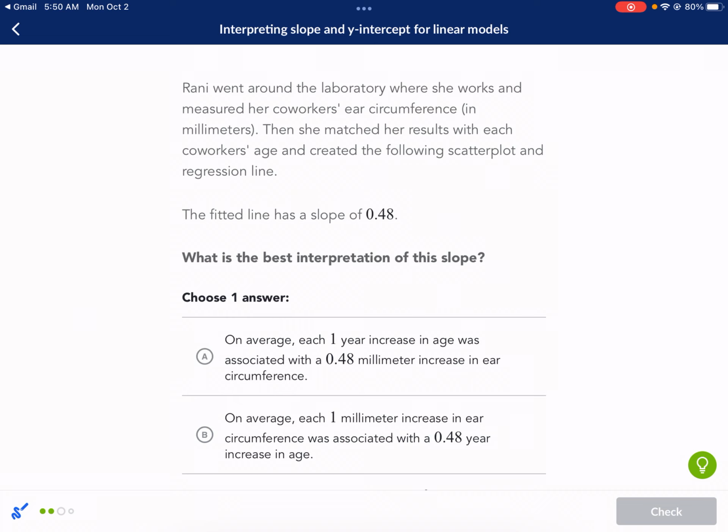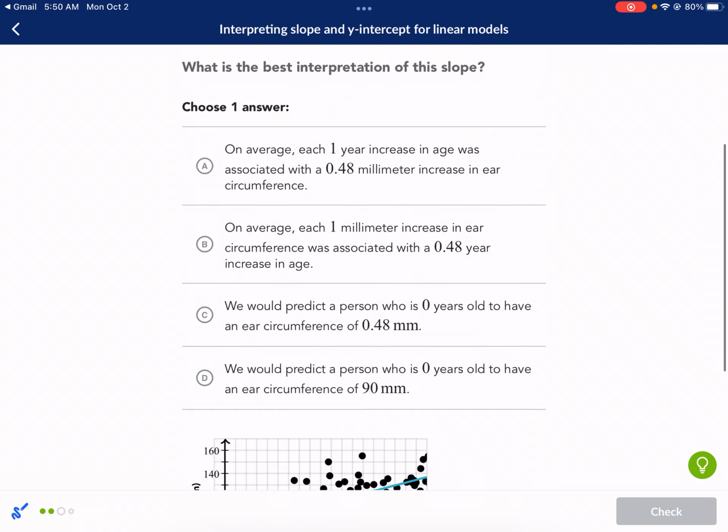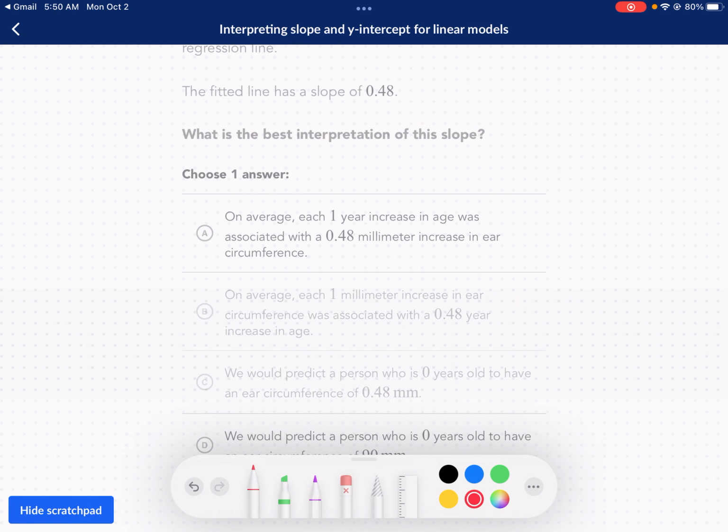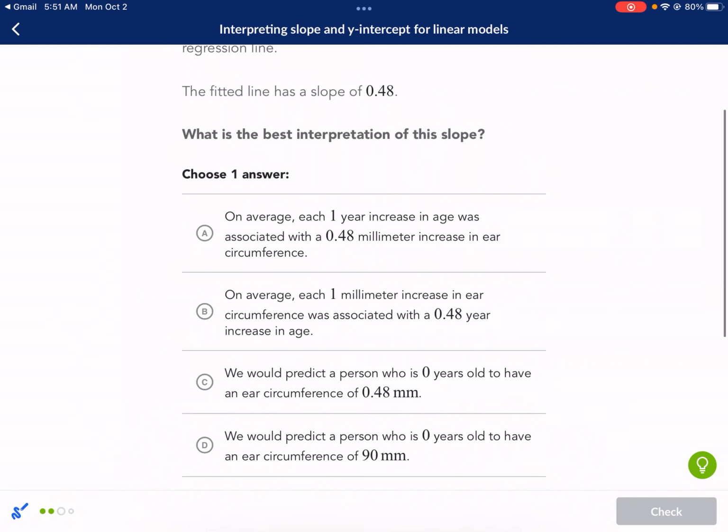All right, so we're talking about laboratory ear circumference. And then the fitted line has a slope of 0.48. Let's just go down to the graph. Let me first write this. So we know this is equal to our rise over our run. Now we have this 0.48 over 1. That's almost 1/2, just to let you know.